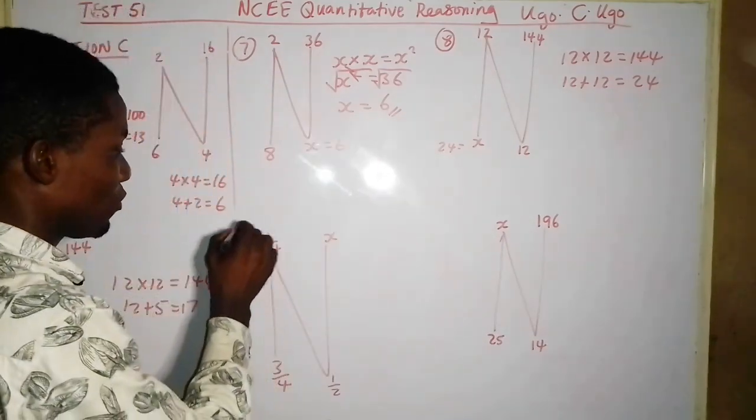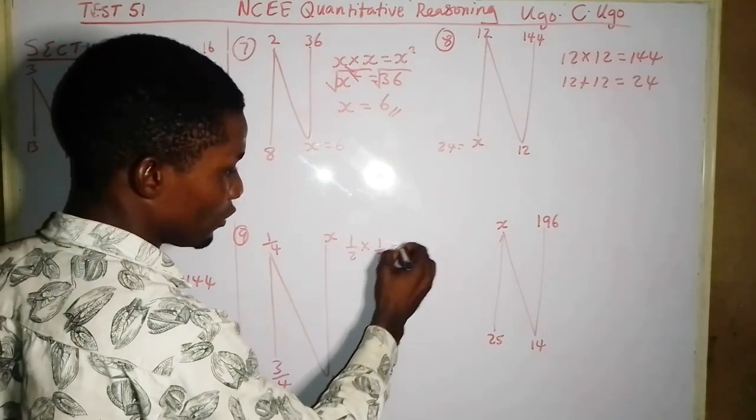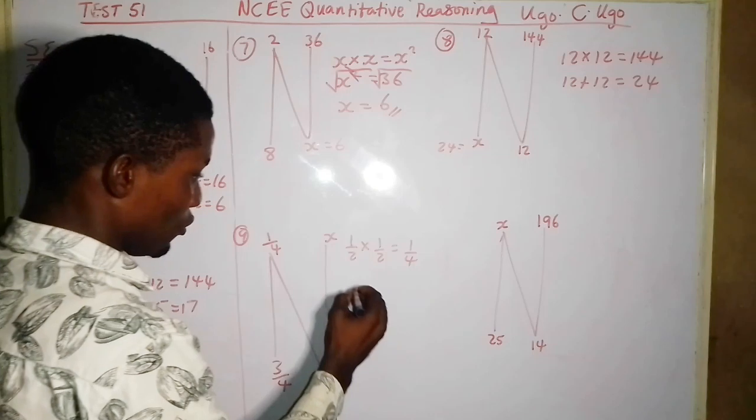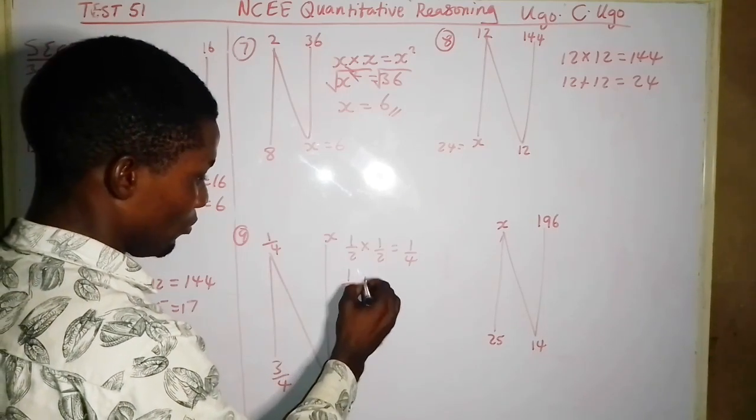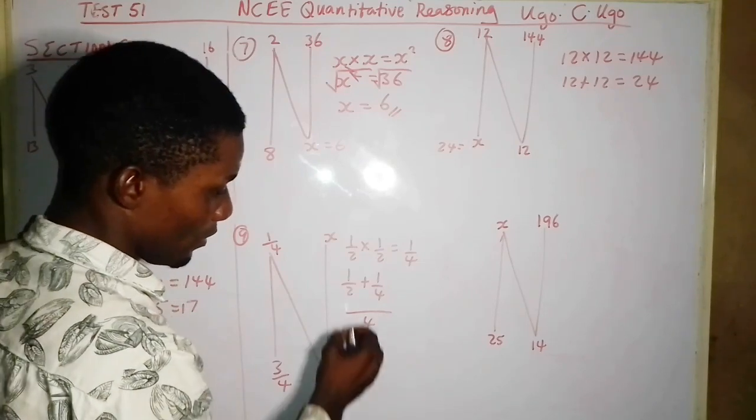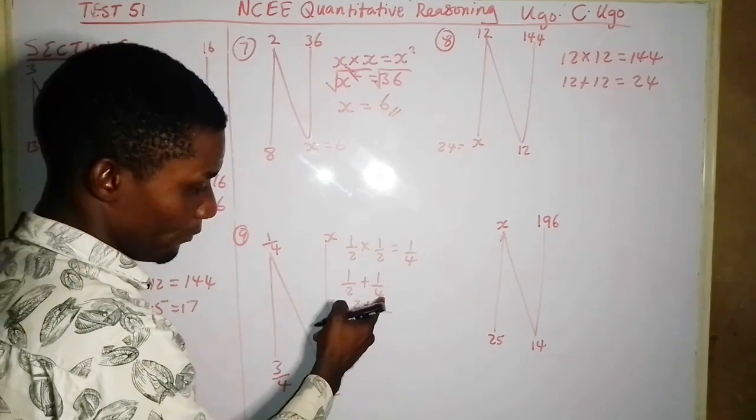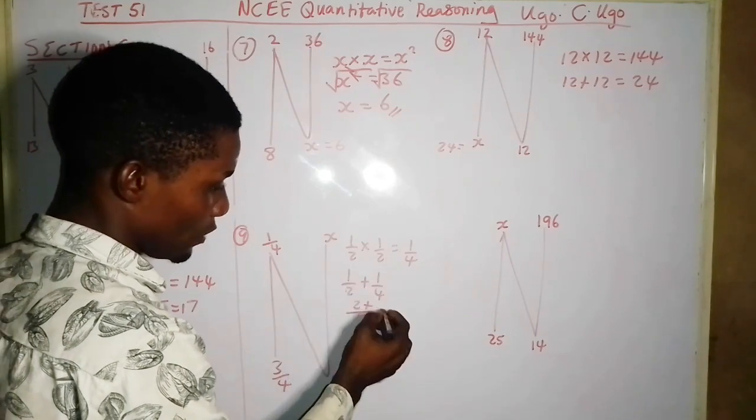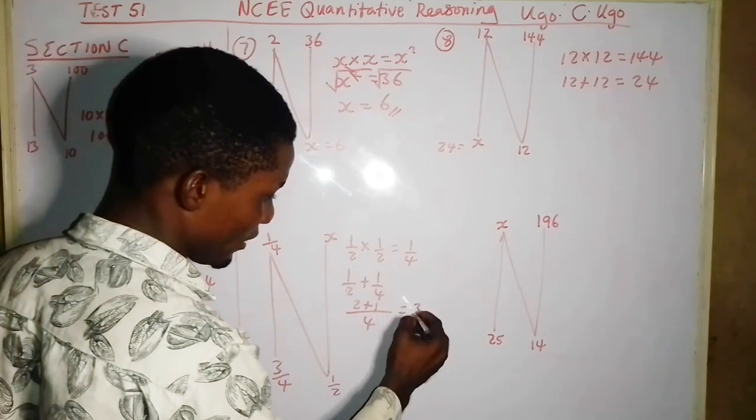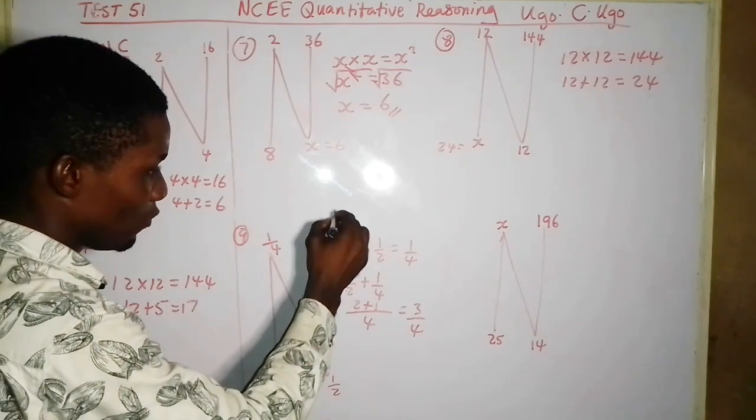Number 9. Question 9 says 1 over 2 times 1 over 2. This will give us 1 over 4. So we say 1 over 2 plus 1 over 4. The LCM here is what? Is 4. 2 here is 2 times 1 is 2 plus 2. Then 4 in 4 is 1. 1 times 1 is what? 1. So we have 3 over 4. So our missing number here is 1 over 4.